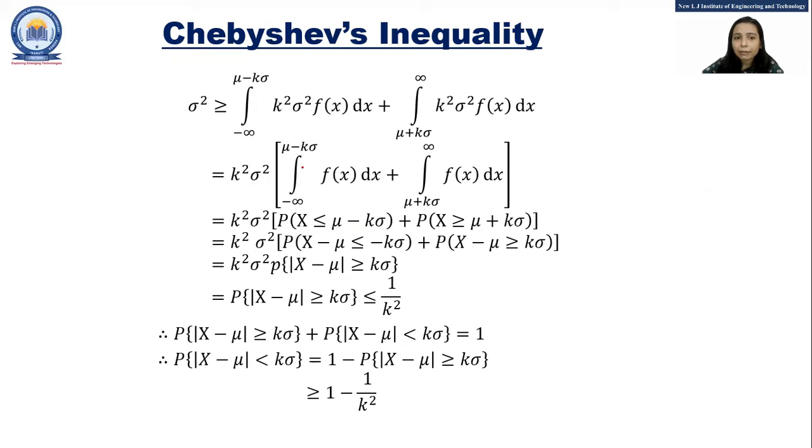So in bracket we can write now integration from minus infinity to mu minus k sigma f of x dx plus integration from mu plus k sigma to infinity f of x dx, times k square sigma square as it is. Now we know that integration from minus infinity to a of f of x dx is nothing but the probability of x less than or equal to a. So here integration from minus infinity to mu minus k sigma f of x dx is the probability of x less than mu minus k sigma. Similarly, for this term, probability of x greater than mu plus k sigma. So we can write k square sigma square.